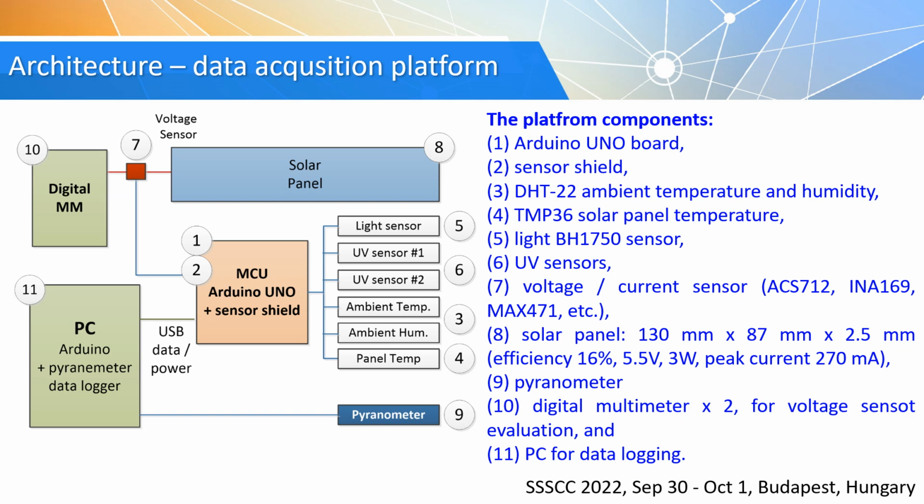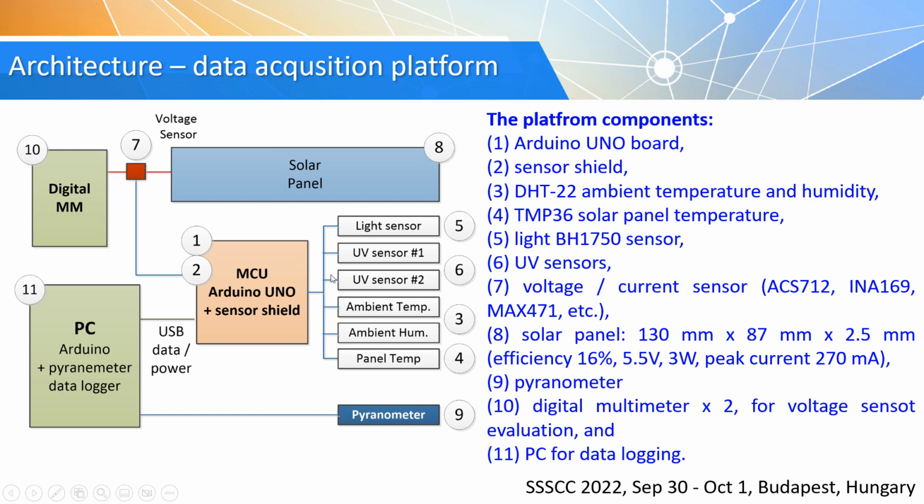Then we have a solar panel. We use the solar panel with dimension 130 by 87 millimeters, with 5.5 volts and 3 watts, and with the peak current of 270 milliamperes. Then we have a pyranometer.